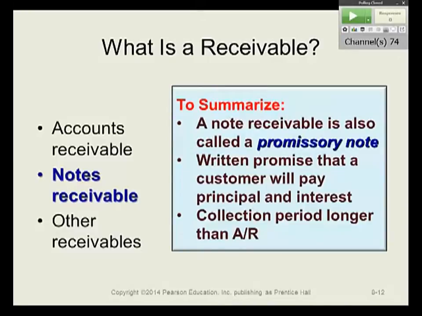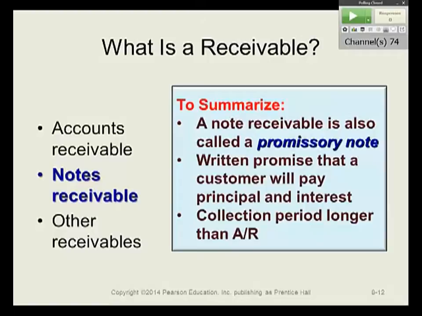It's a formal written promise to pay a fixed sum of money, typically with interest. It is going to have a longer collection period than accounts receivable. And I would say probably it's going to be at least a 90-day note, maybe a year, maybe a 2-year loan. Auto loans are 3 years. College loans, you might have 5 years to pay back. I don't know the exact term on that as well.